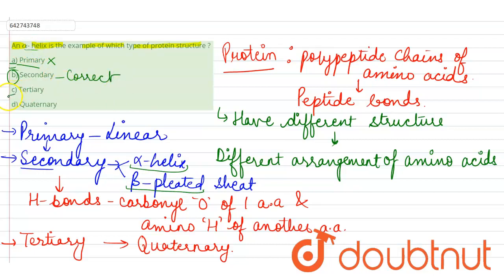Option C says tertiary, which is an incorrect option, and option D says quaternary, again an incorrect option. So our correct option is option B, which is the secondary structure.